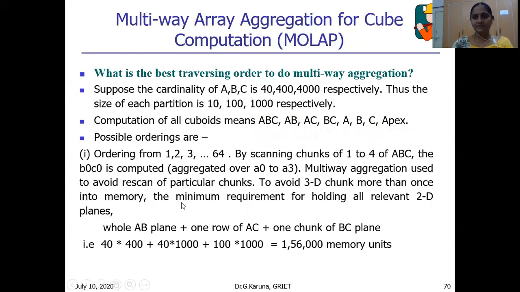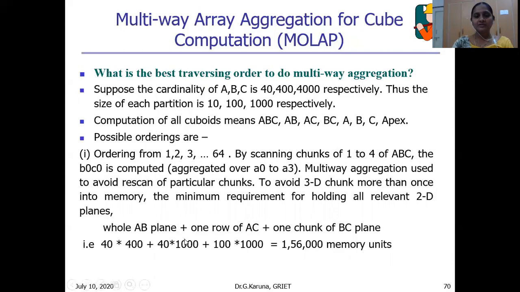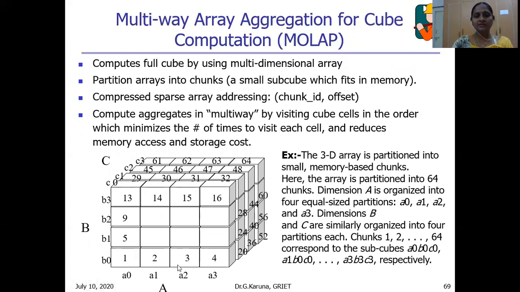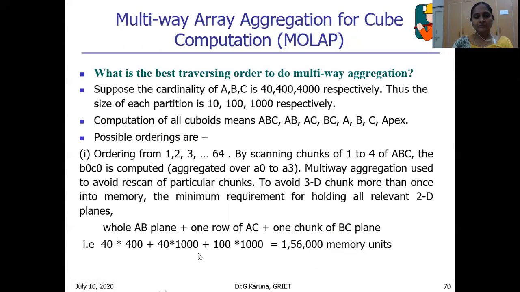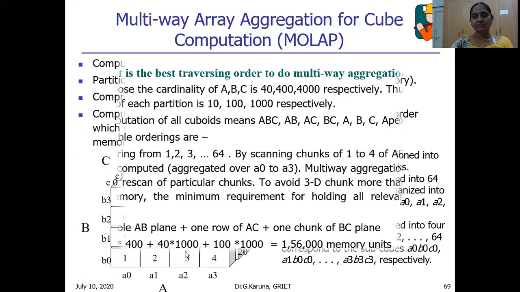Recollect the lattice of cuboids, so that we consider all the cuboids with respect to the three dimensions. What are the possible orderings? Here I have taken two orderings. If you have more orderings, we can also take more. So here I am considering two orderings. Ordering 1, 2, 3, 4: I would like to calculate. This one is the first chunk, this one is the second chunk, this one is the third chunk. So I am considering the first chunk, second chunk, third chunk, fourth chunk, then fifth, sixth, seventh, eighth, then 9, 10, 11. The same order 1, 2, 3, 4 till the 64 chunks I am going to consider. That is my first ordering.